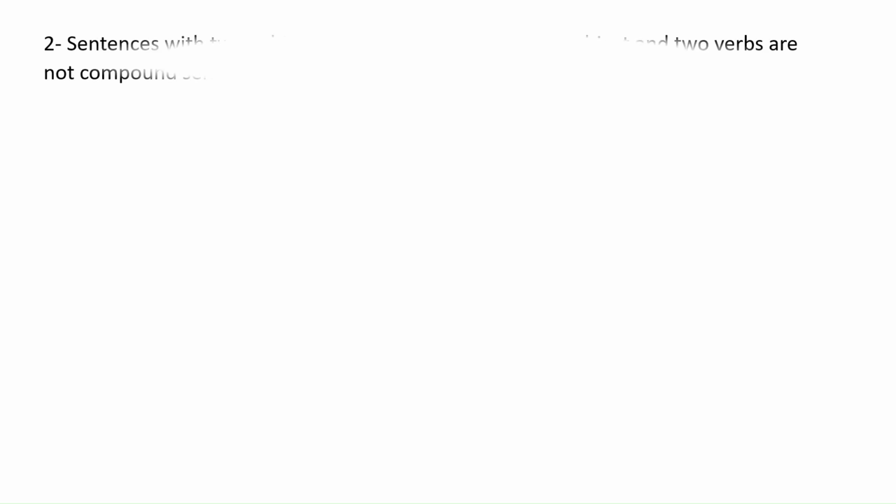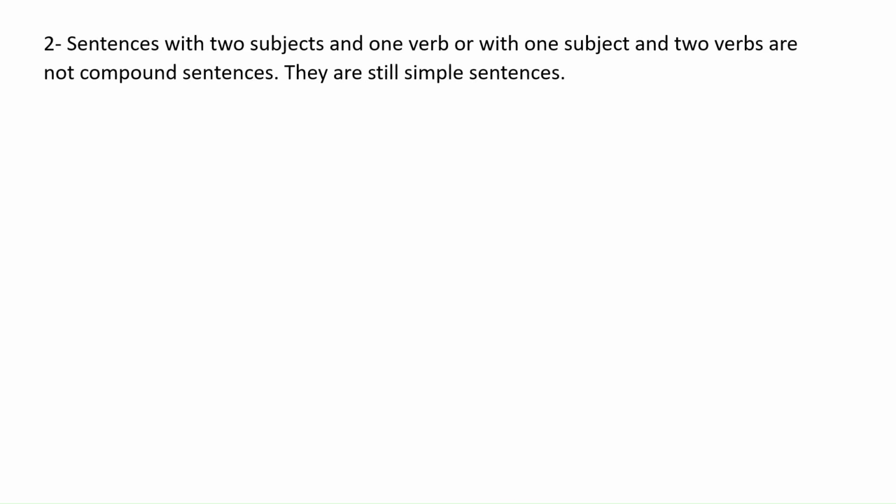Rule number two: sentences with two subjects and one verb, or with one subject and two verbs, are not compound sentences. They are still simple sentences. Examples: One, "Mona and I sing our duet tonight." Two, "Mona sings and dances at the same time."